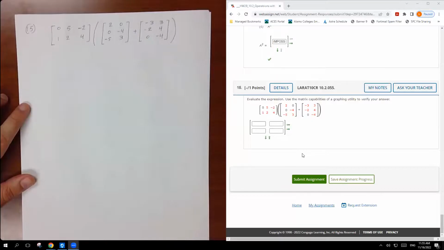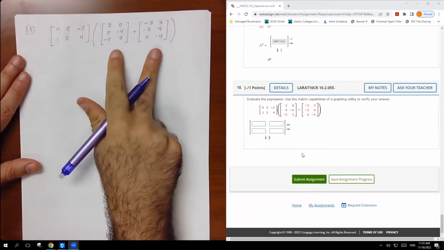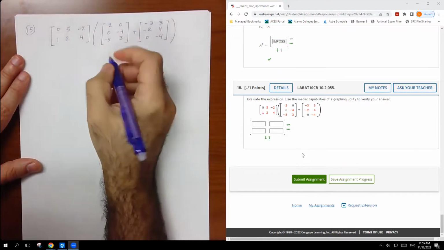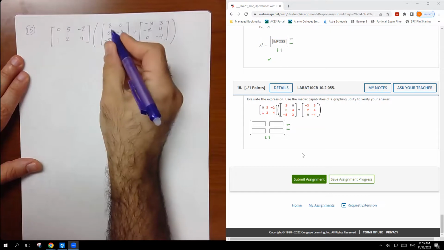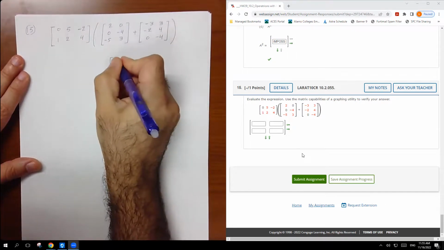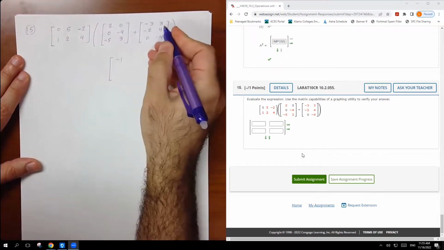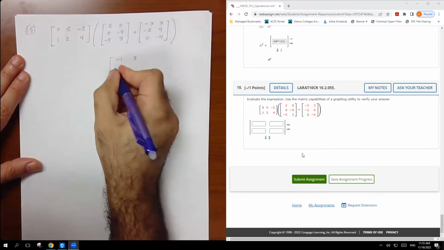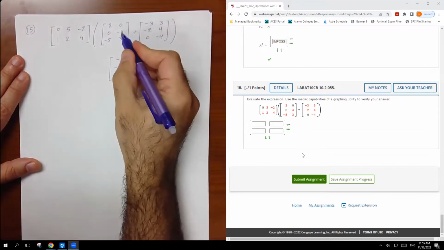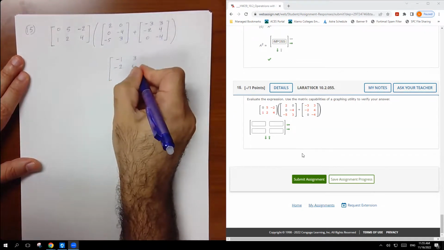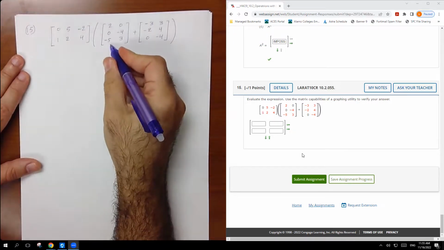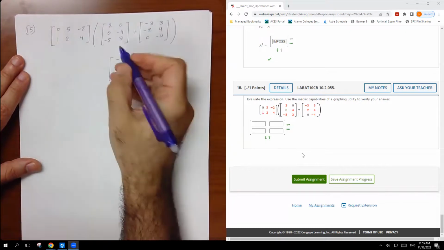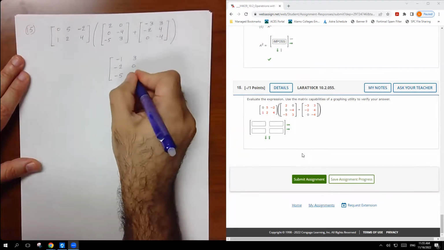So here's the addition with the same dimension. So that means I can combine these together as 2 plus negative 3 is going to be negative 1. 0 plus 3 is going to be 3. 0 plus negative 2 is going to be negative 2. Negative 4 plus 4 is going to be 0. Negative 5 plus 0 is going to be negative 5. And 3 plus negative 4 is going to be negative 1.